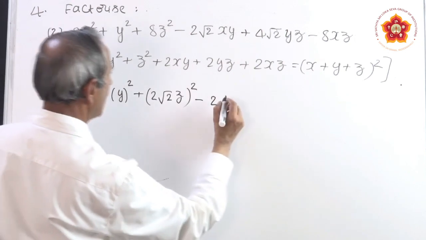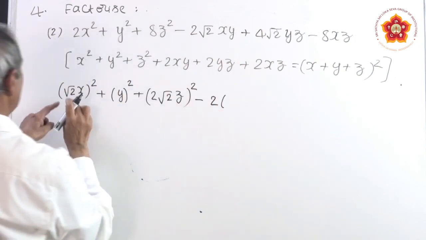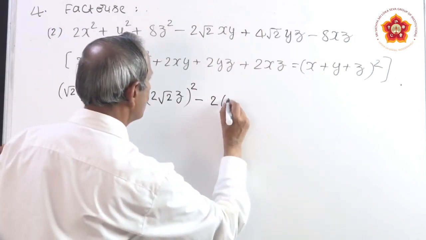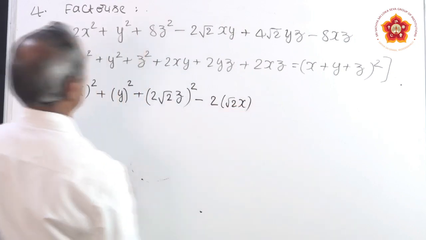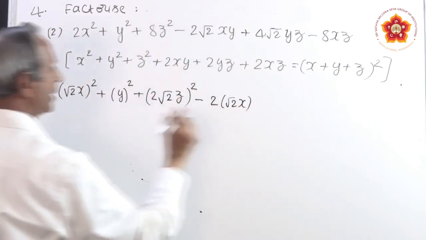2xy is there, first you have to write 2xy. In the place of x, root 2x is there, root 2x. In the place of y, y is there, put here y.